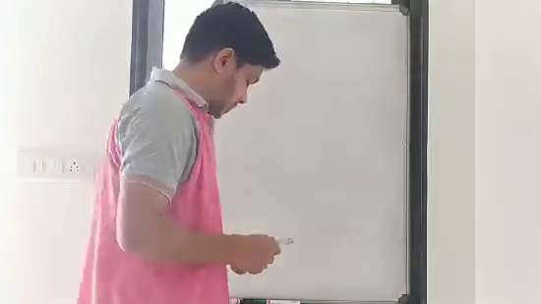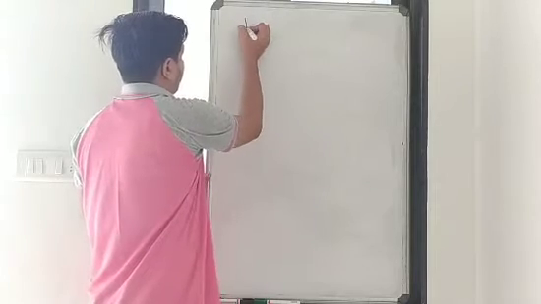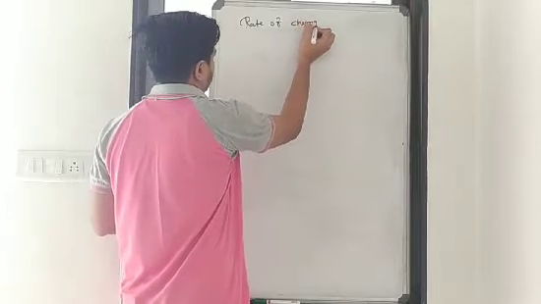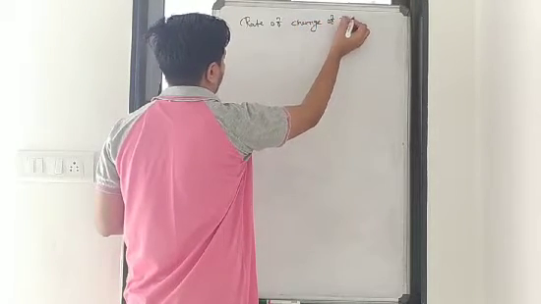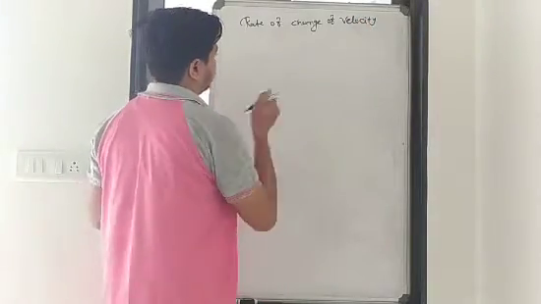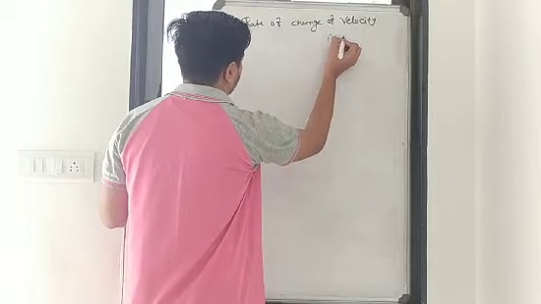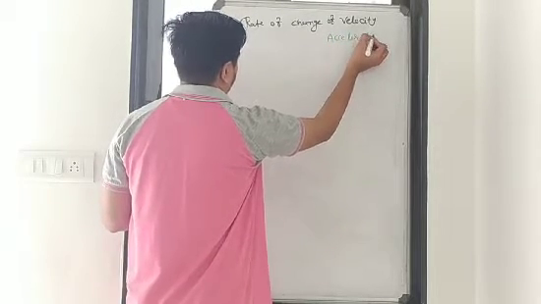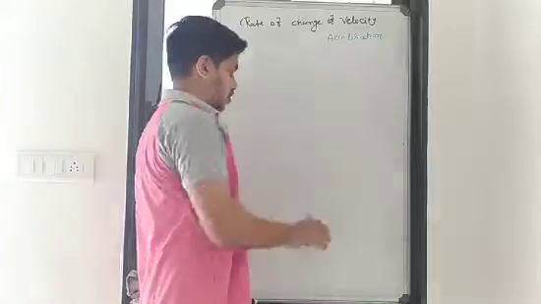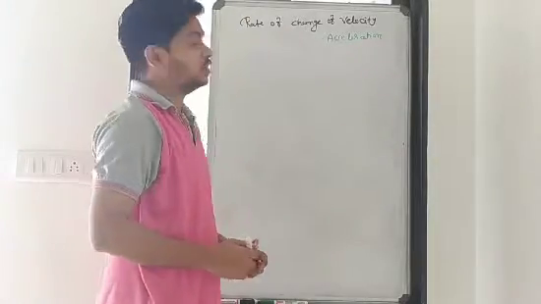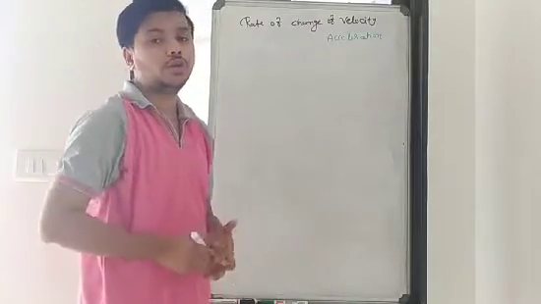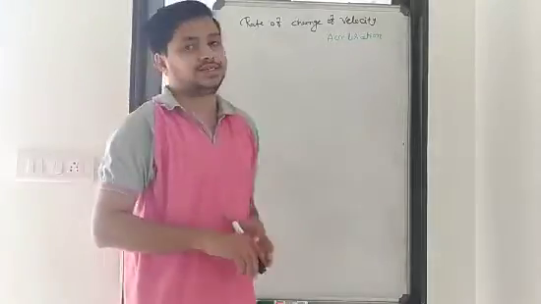Now today our next topic is rate of change of velocity. Rate of change of velocity, which is known as acceleration. A new physical quantity, acceleration. It means changing velocity. When you take a rate of change of velocity, then a new physical quantity is introduced, which is acceleration.